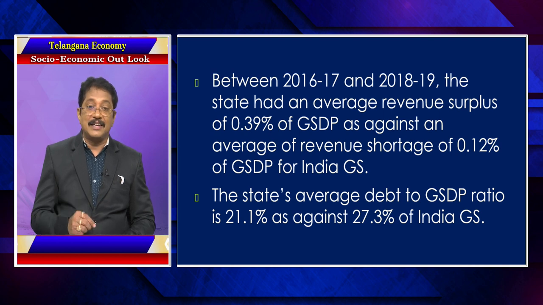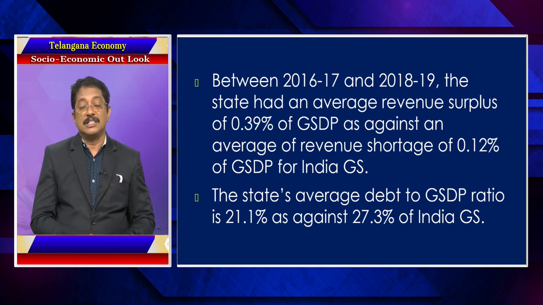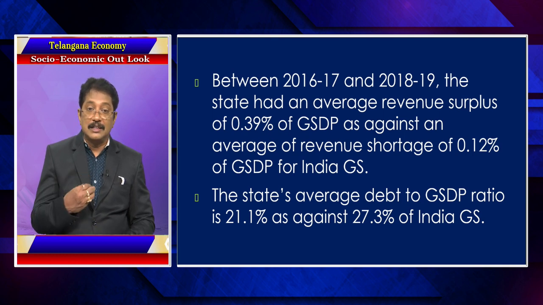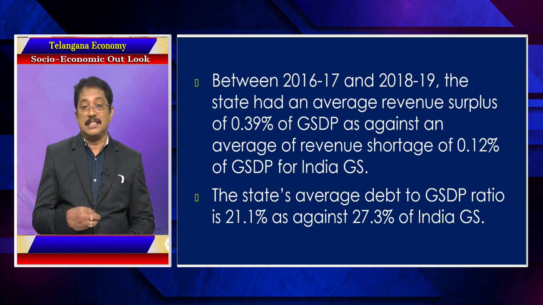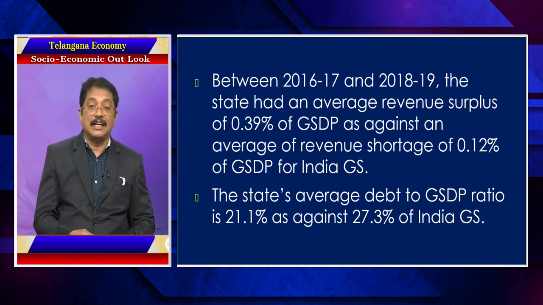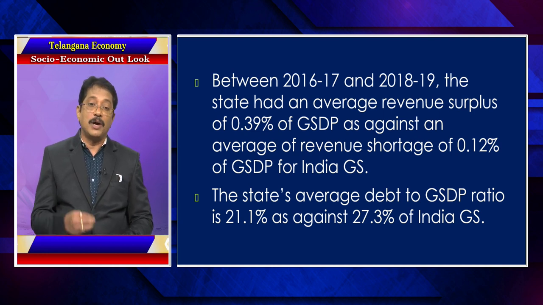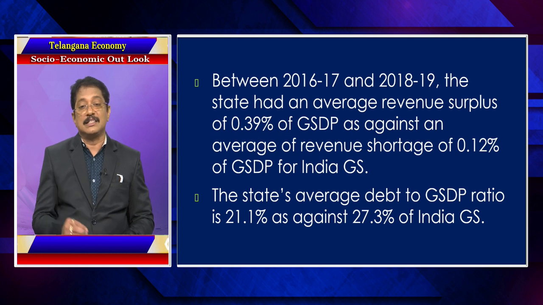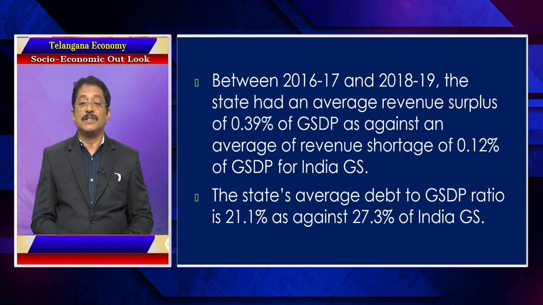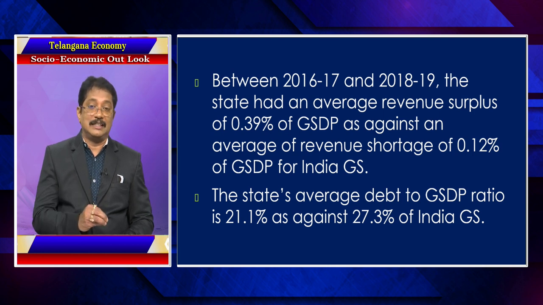The state's average debt to GSDP ratio is 21.1% against 27.3% for India. Clear? So the average debt to GSDP ratio for Telangana is 21.1%, whereas at the national level it is 27.3%, which means it is very low, nearly 6% less.